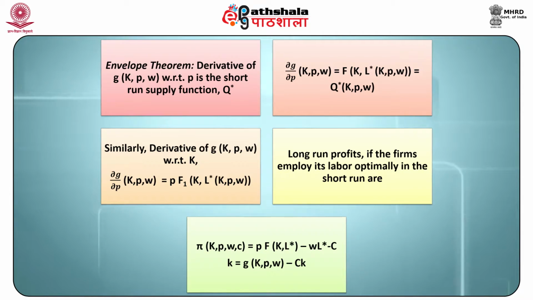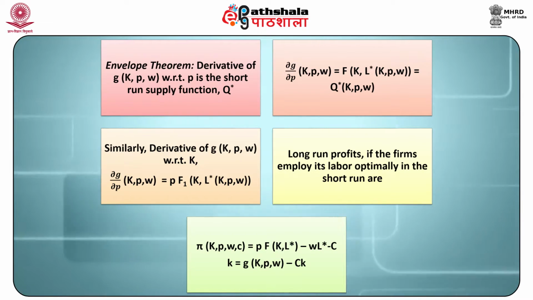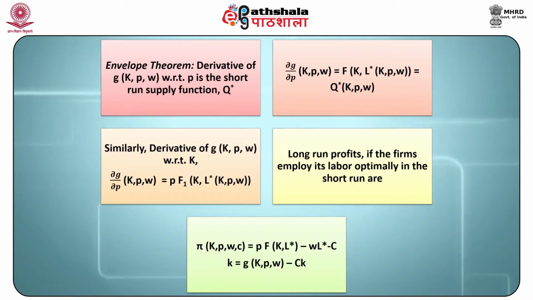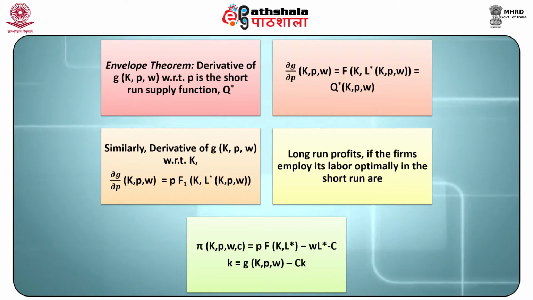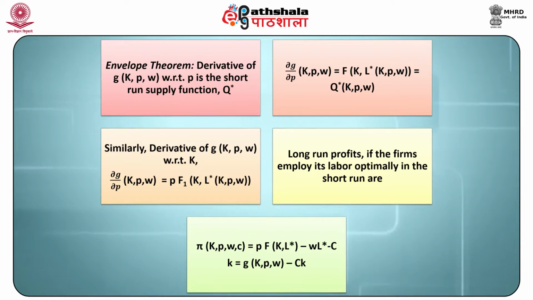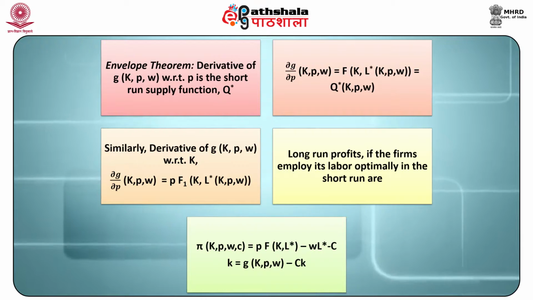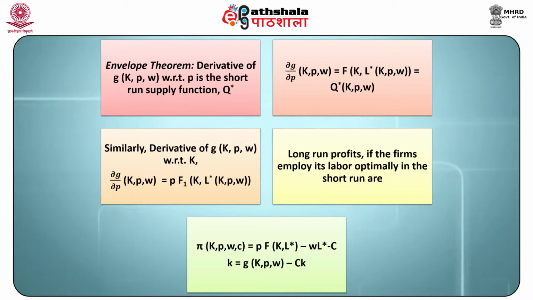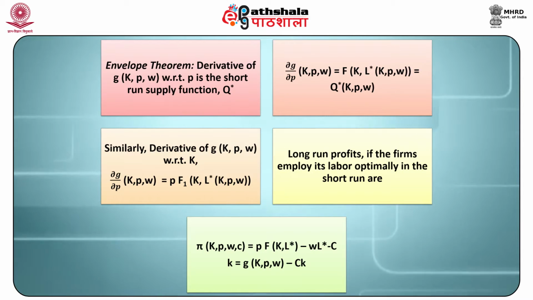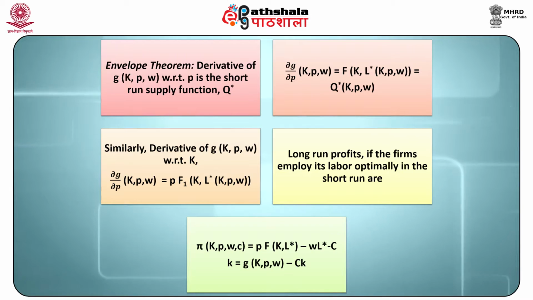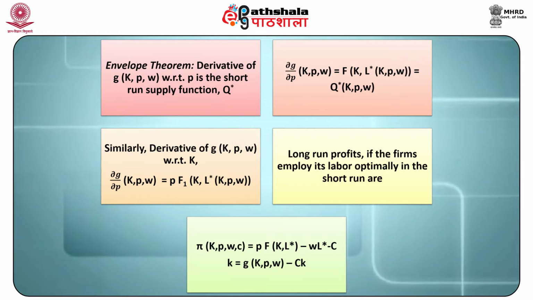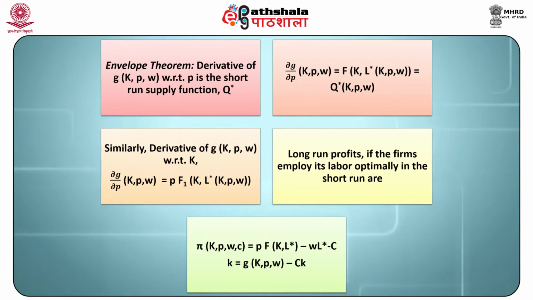Moreover, differentiating equation number 2 mentioned above with respect to K and P gives the following derivatives: del L star upon del K KPW is equal to minus F12 divided by F22, and del L star upon del P KPW is equal to minus F2 divided by P F22.